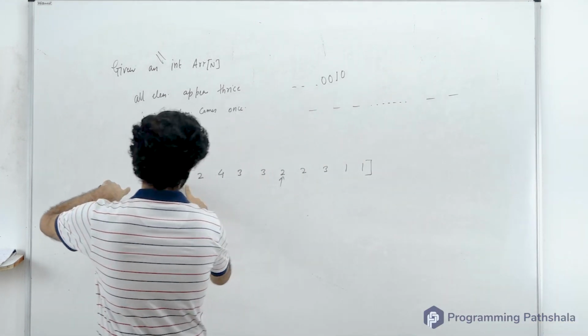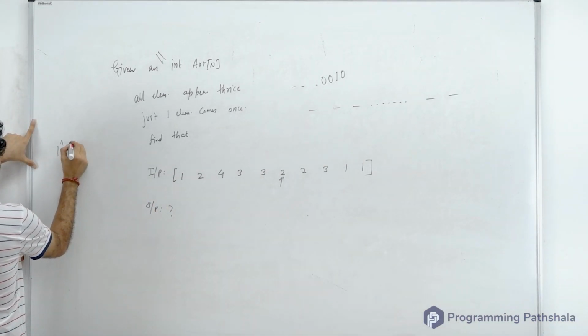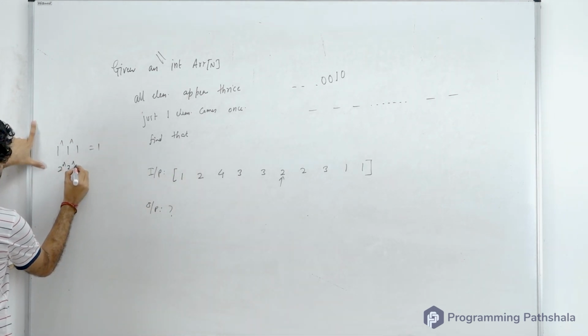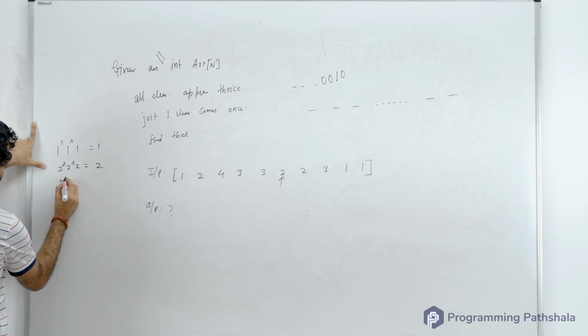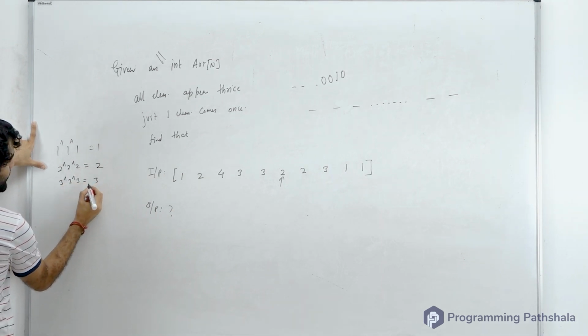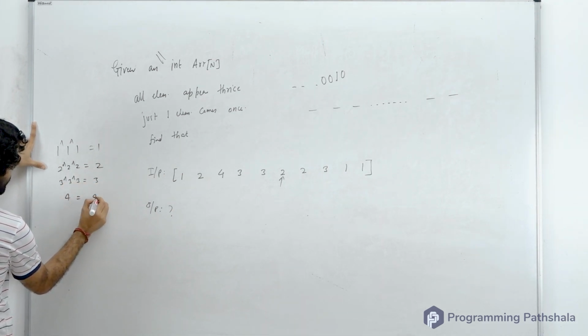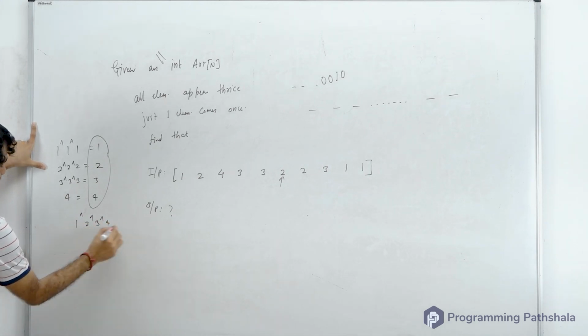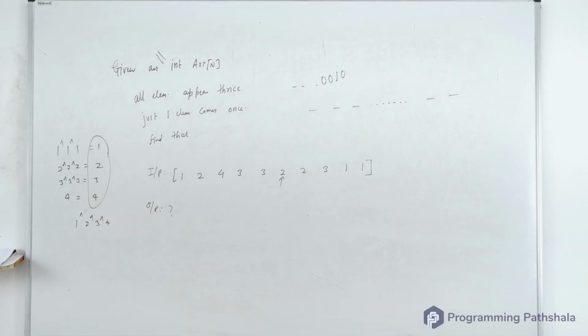Because if let's say this is 1, then 3 times 1 XOR will be equal to 1. 3 times 2 XOR will be equal to 2. 3 times 3 XOR will be equal to 3. And for just 4 it will be 4. So it will simply be the XOR of unique numbers. Because if you take XOR of everything, it will be the XOR of all the unique numbers. And then what will you do with that? You can't do anything further with that.